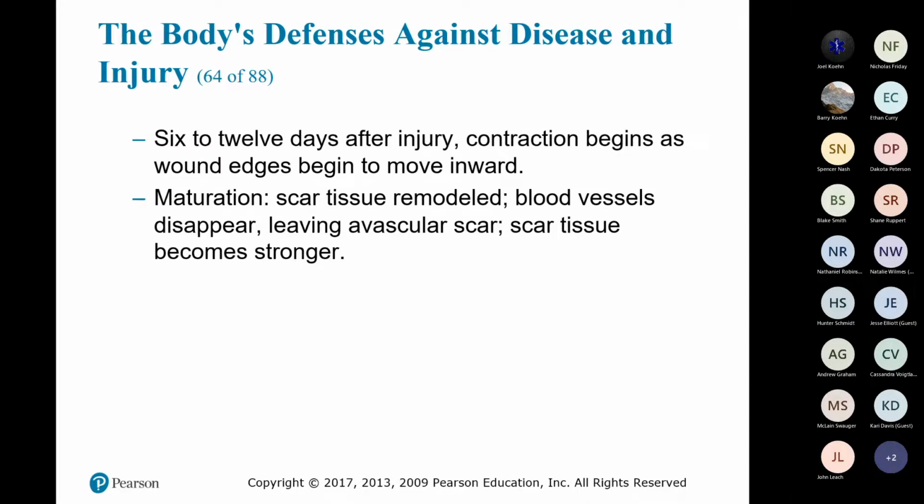And then we get maturation. As scar tissue is remodeled, blood vessels disappear, leaving a vascular scar. Scar tissue becomes stronger. Scar tissue can last a lifetime, though, right? Depending on how severe the site of injury truly was.